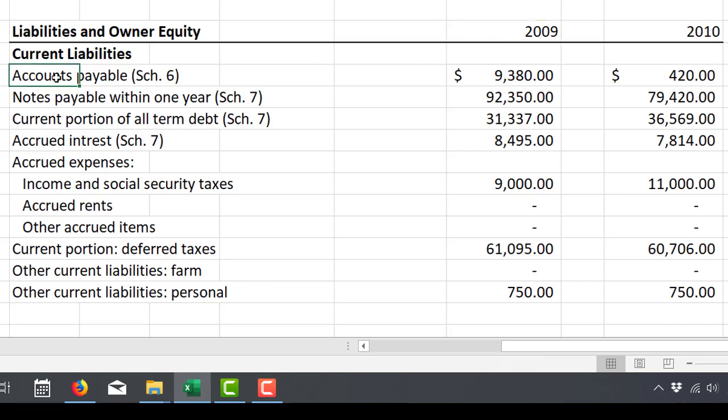So the first thing is accounts payable. This is a very common thing that most businesses will carry as a liability. This is where someone has purchased something and not paid for it when they purchased it. So it's not really a loan per se, but someone did basically lend you money because they let you buy something and not pay for it when you walked out the door with it.